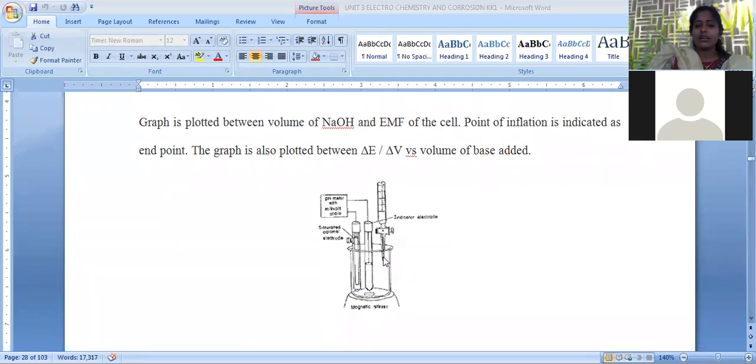This is the beaker. In this beaker we are taking the acid solution, and two electrodes are dipped into it. One is the pH measuring quinhydrone electrode, and the second is the standard calomel electrode. When the two electrodes are dipped into the beaker, a galvanic cell is generated. Now both are connected to the potentiometer.